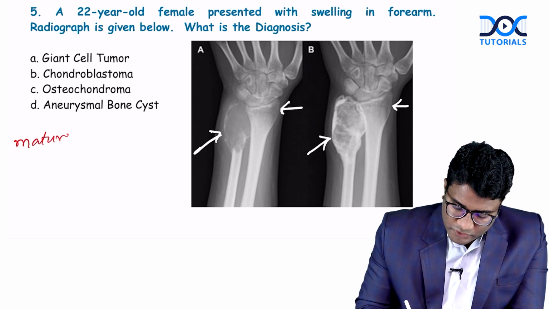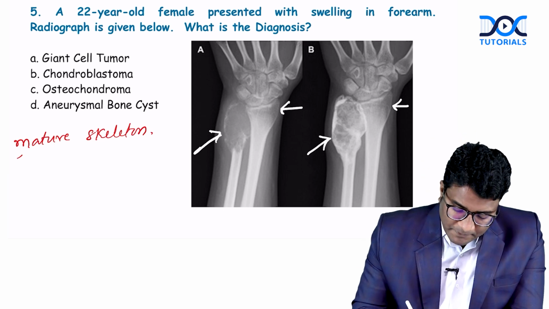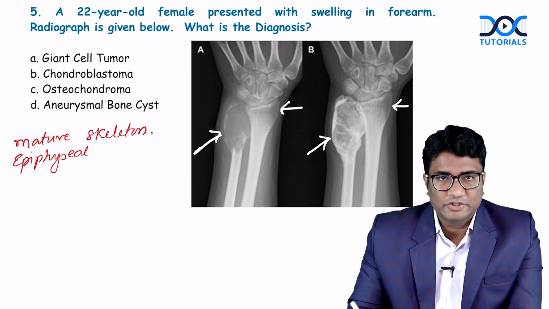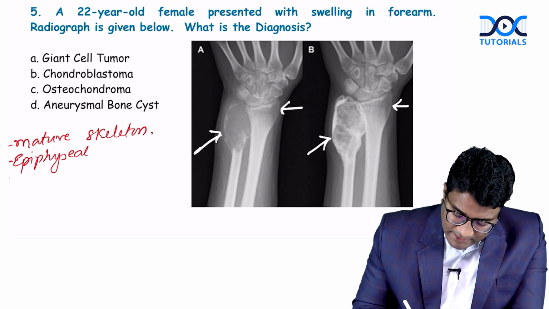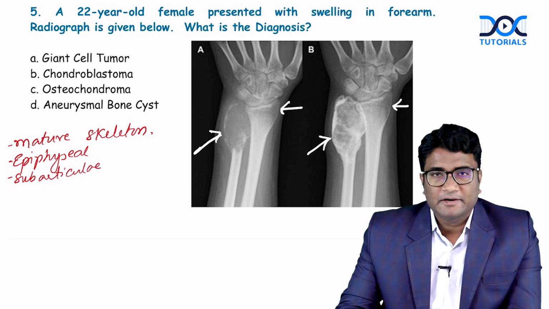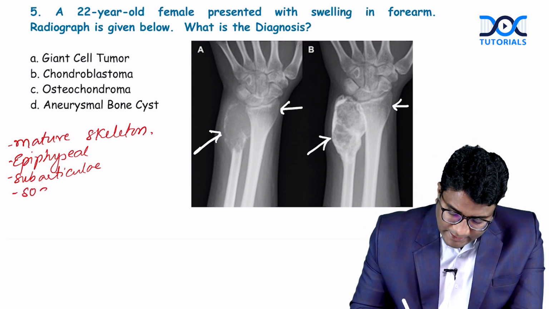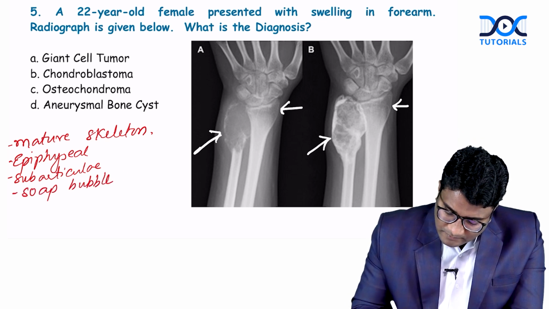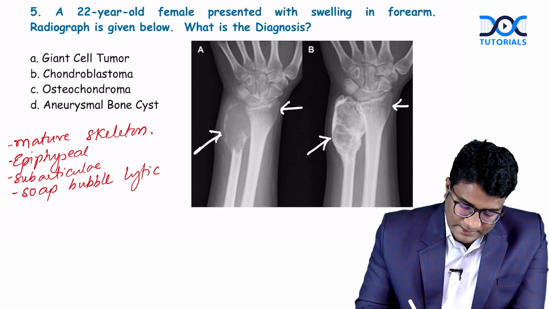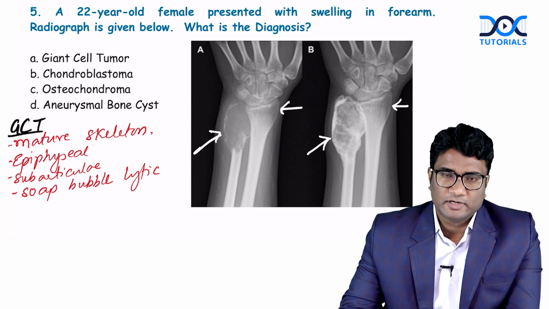This is a mature skeleton. The growth plates appear fused. The lesion is in the epiphysis, extending into the metaphysis. It is an epiphyseal lesion. It is subarticular, just under the joint area, can involve the joint cartilage, and shows a soap bubble lytic appearance. All of this classically favors what? GCT, giant cell tumor, or osteoclastoma.